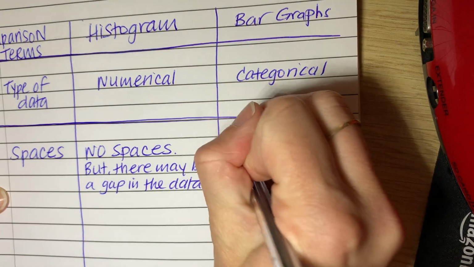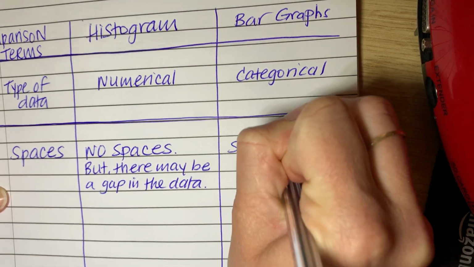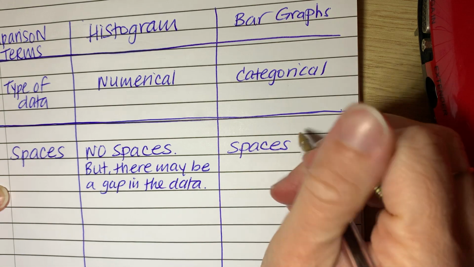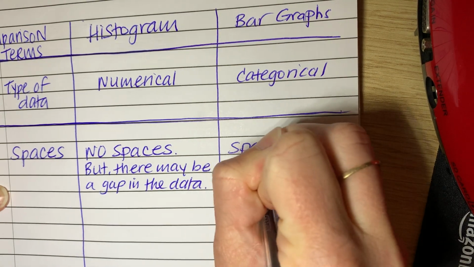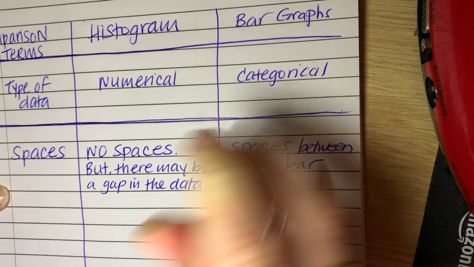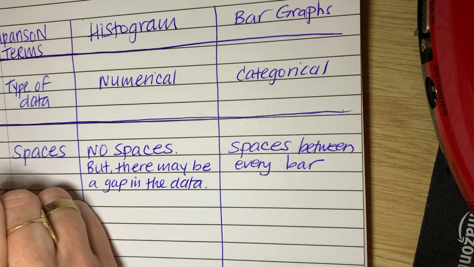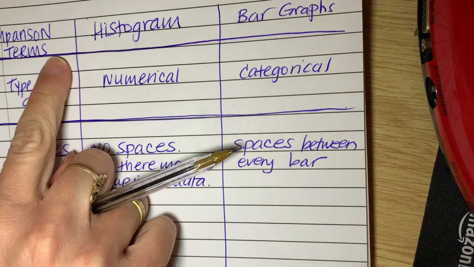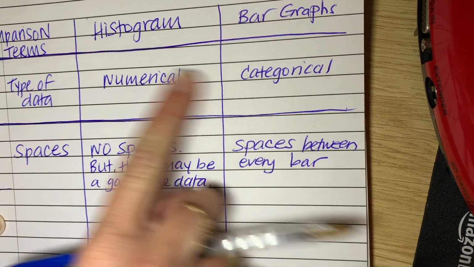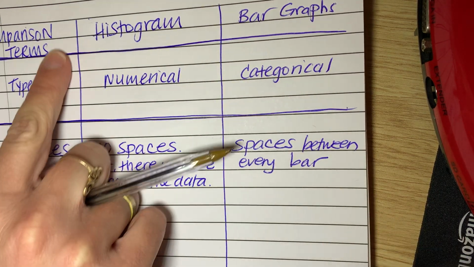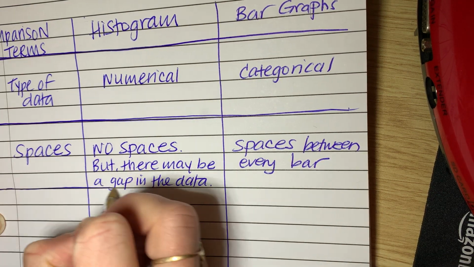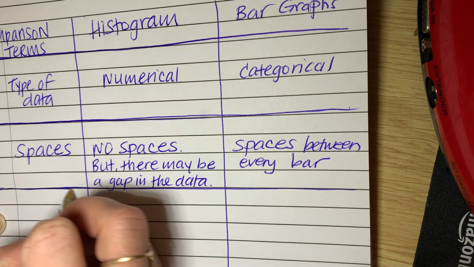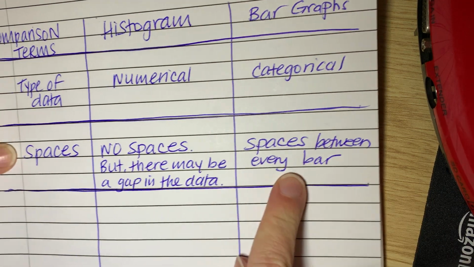Bar graphs have spaces between every bar. All right, so far I've had 4 lines for each comparison term. Yours can be relatively the same. 4 spaces for the next comparison term. Cool, sectioning off.